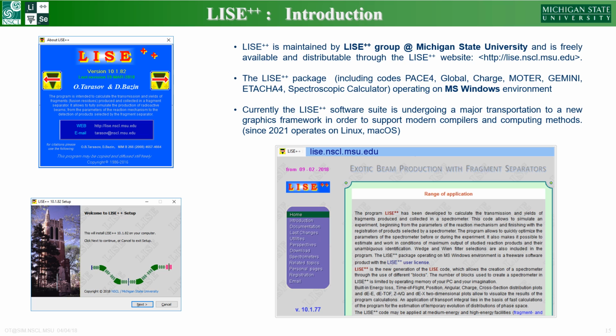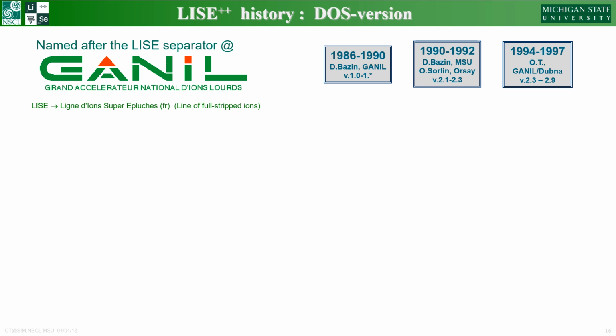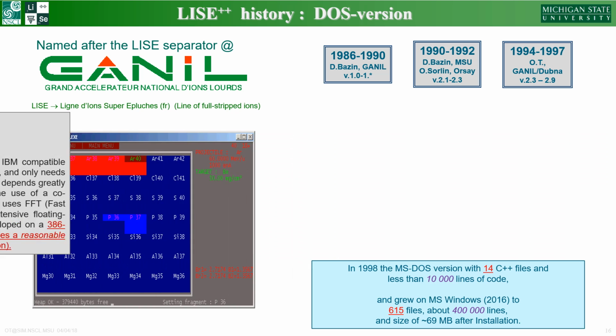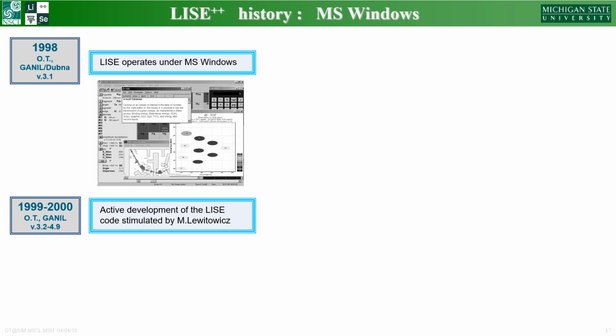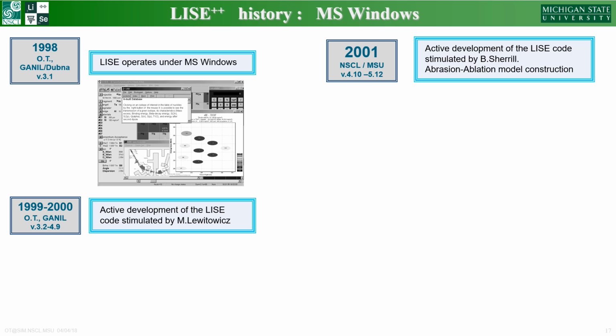Besides the LISE code, the LISE++ package includes codes like PACE4, Gemini, Global, Charge, Motor, and Itacha4. Started in the mid-80s at GANIL by Daniel, then in the mid-90s supported by Oleg, LISE initially operated on MS-DOS and consisted only of 14 C++ files. Currently, the entire package is more than 3,000 files in total and contains more than 1 million lines in the source. In 1998, LISE started operating under MS Windows, and in 2001, the LISE development moved to Michigan State University.